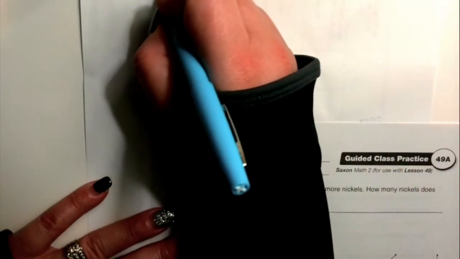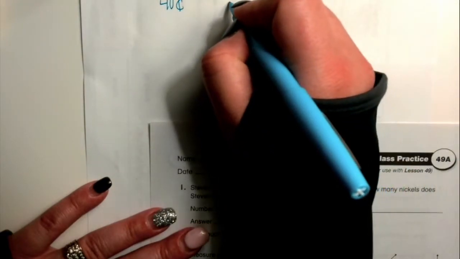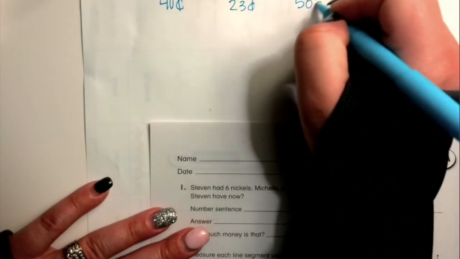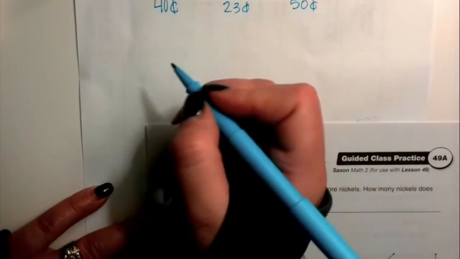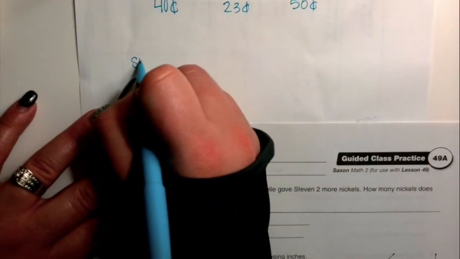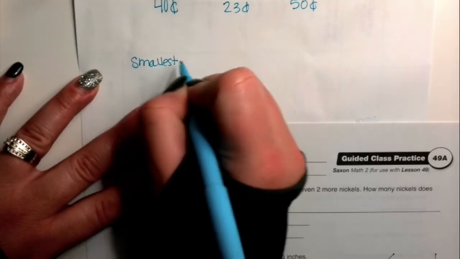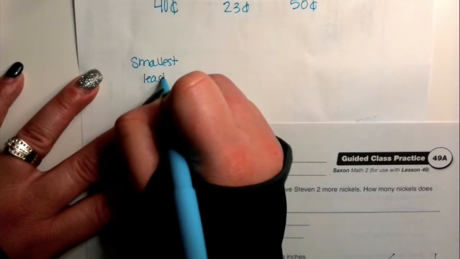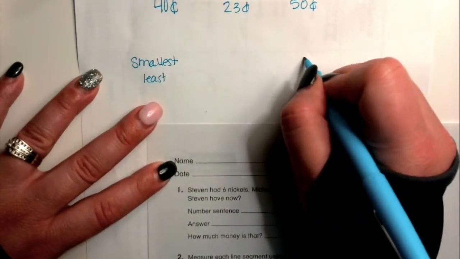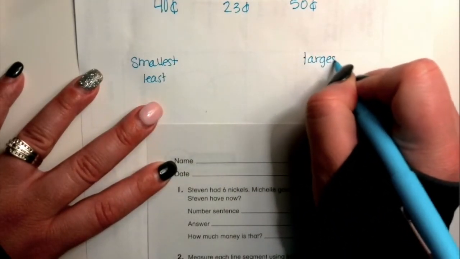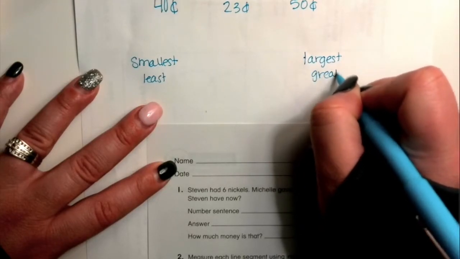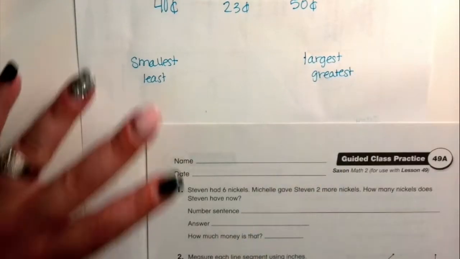I have a bag that has 40 cents. It's bag A. Bag B has 23 cents, and bag C has 50 cents. And what we want to do is we want to put them in order. Smallest, or it's also called the least, to the largest, which can also be called the greatest.